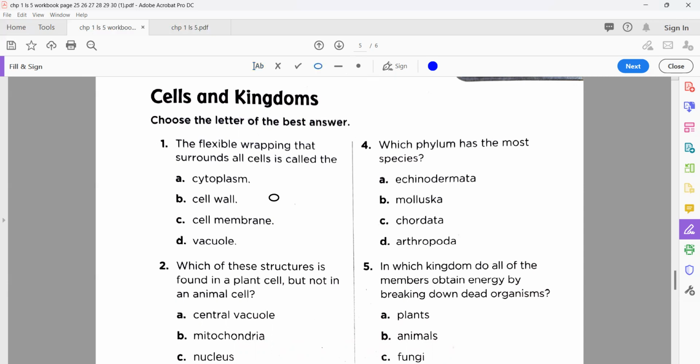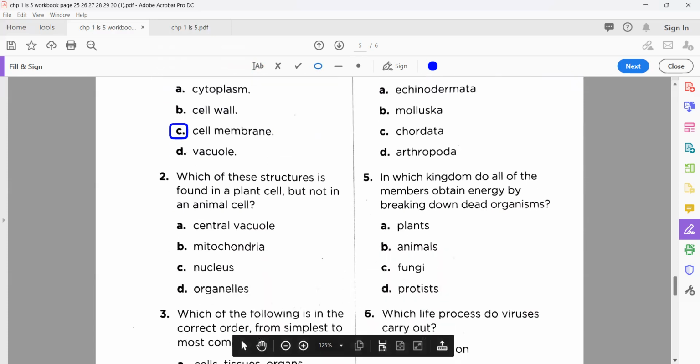So the best option that we are going to choose here: cytoplasm, cell wall, cell membrane, and vacuole. So you know very well the best option is here. That is, yes, well done. This we name as cell membrane. Okay, so go to the next one.